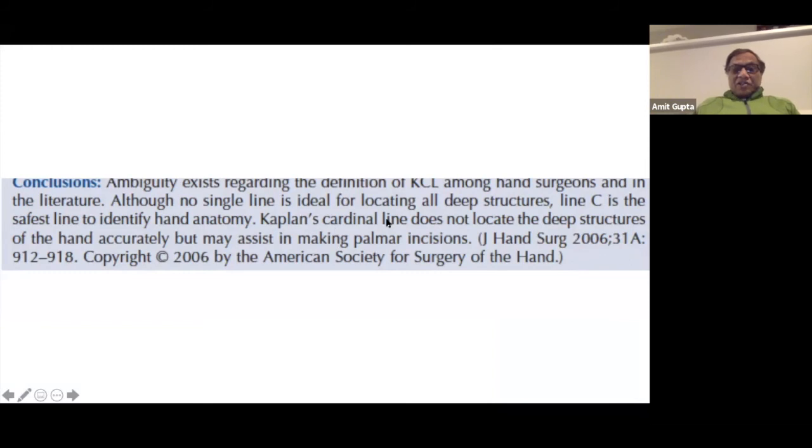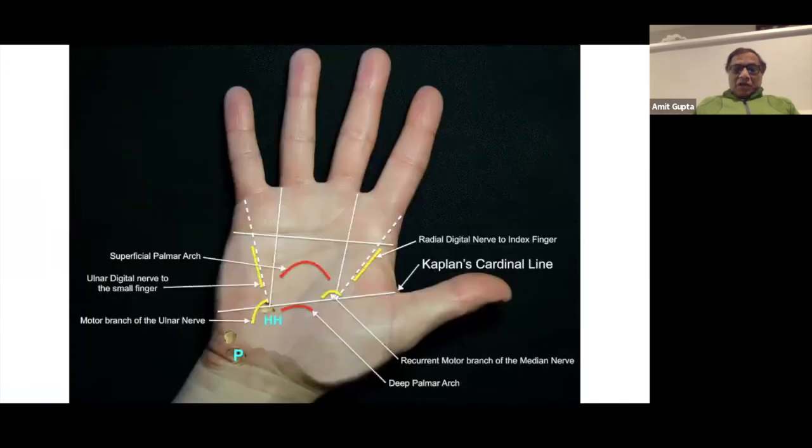That was Hurst's line. And Kaplan's cardinal line does not locate deep structures of the hand accurately, but it may assist in making palmar incisions. So it's just a suggestion. It's not a definitive anatomical thing. And although it's been talked about a lot, it's certainly not a big anatomical landmark from this paper, certainly.